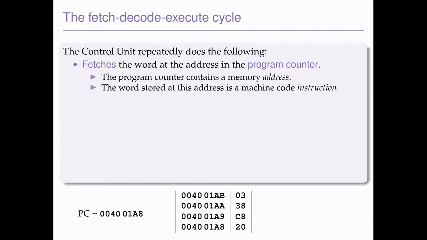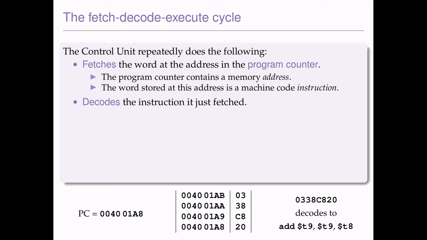How does it go through that? Well, that's the fetch, decode, execute cycle. The control unit repeatedly fetches the word at the address given by the program counter. At that address, there is a machine code instruction as a word. So for example, at the bottom there we've got 004001A8, and that takes us to an address, and at that address, using little endian, the word is 0338C820.